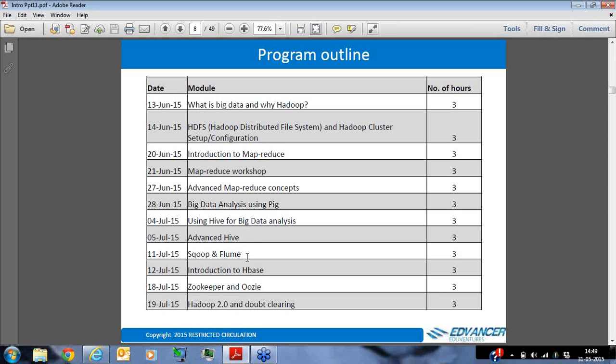We'll then take you through data loading tools like Sqoop and Flume, introduce you to a NoSQL database called HBase, Zookeeper and Oozie, which are more workflow management tools. And then we'll talk about Hadoop 2.0 and do any kind of doubt clearing you may have at the end of the course. So obviously you can ask your doubts during each of these classes, but an overall doubt clearing session for the entire course will also be held at the end. Each class is 3 hours long, and we will have a total of 36 hours of classes from 13th June till 19th of July.